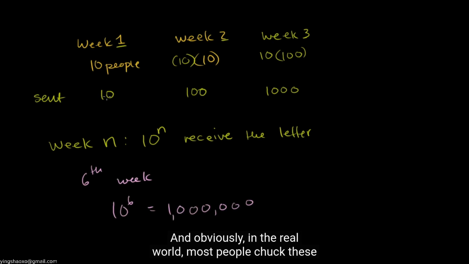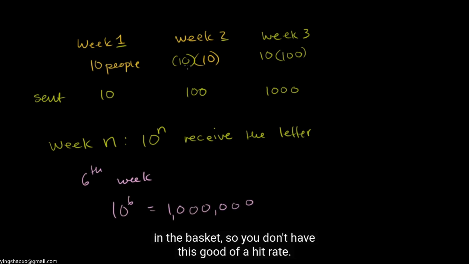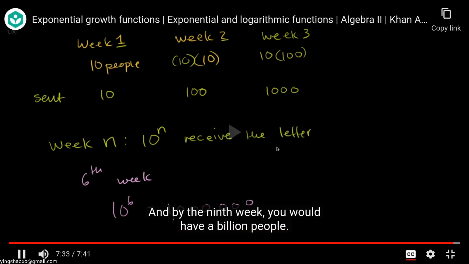And obviously in the real world, most people chuck these in the basket, so you don't have this good of a hit rate. But if you did, if every 10 people you sent it to also sent it to 10 people, and so on and so forth, by the 6th week you would have 1,000,000 people. And by the 9th week, you would have 1,000,000,000 people.